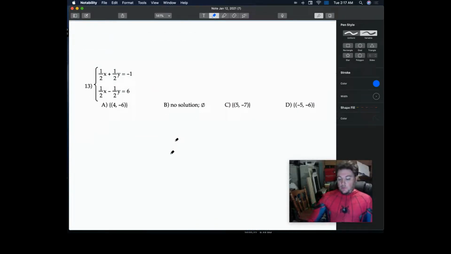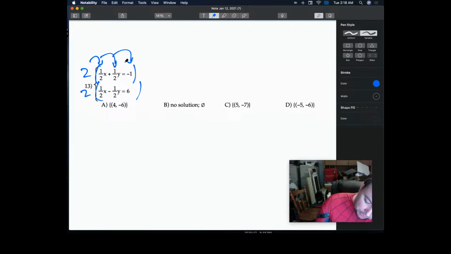Let's look at 13. So 13 looks really nasty, but it's really not. So all I need to do here is in the very beginning, get rid of the fractions. I'm going to multiply it through by 2. Actually, both of them have 1/2, so let's just multiply both equations by 2. So when I do this, I'm going to end up getting x plus y equals -2. And the bottom one, it's going to be x minus y equals 12.